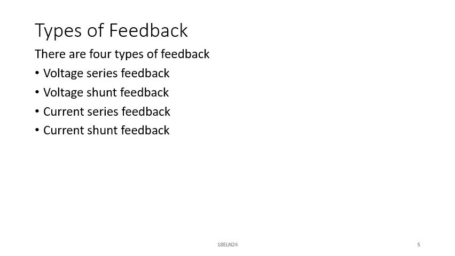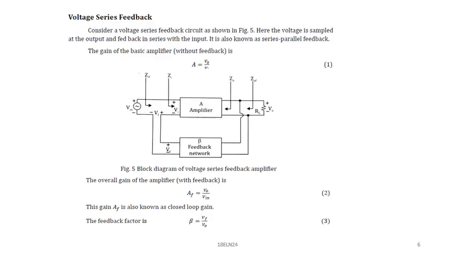In your syllabus, they mentioned only the voltage series feedback amplifier. Here you have to discuss the block diagram of the voltage series feedback amplifier, then obtain the gain of a voltage series feedback amplifier using feedback, then input impedance, output impedance, and gain stability. So this is about the voltage series feedback amplifier.